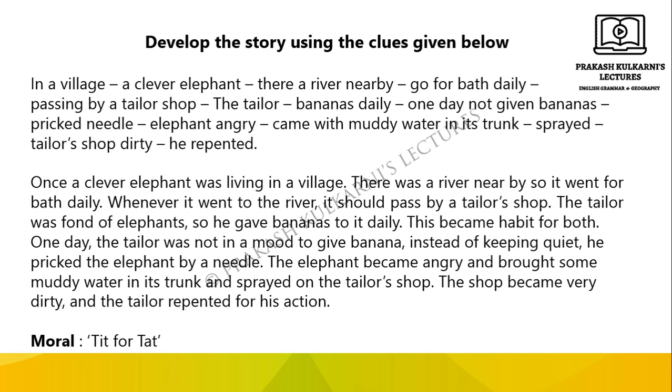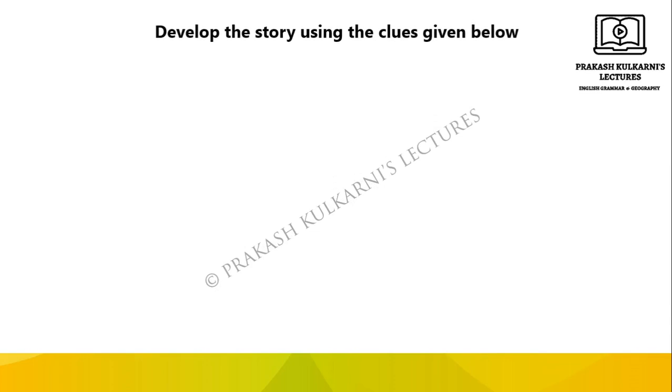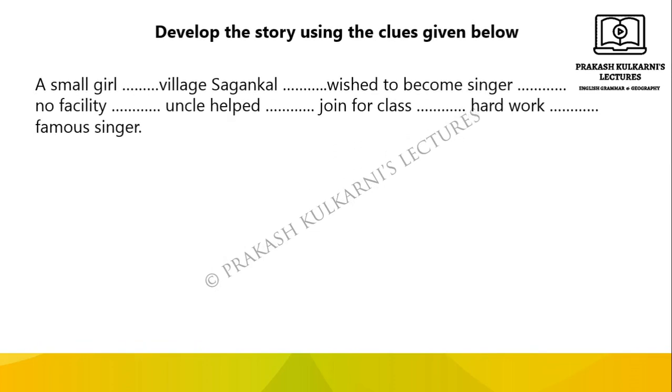One day, the tailor was not in a mood to give banana. Instead of keeping quiet, he pricked the elephant by a needle. The elephant became angry and brought some muddy water in its trunk and sprayed on the tailor's shop. The shop became very dirty and the tailor repented for his action. Now, the moral of the story is tit for tat. If you do good things, people will do good things. Bad things, bad things. Tit for tat. Now let's go to the next story.